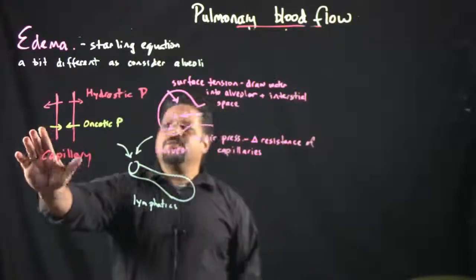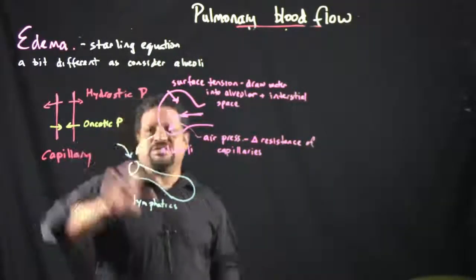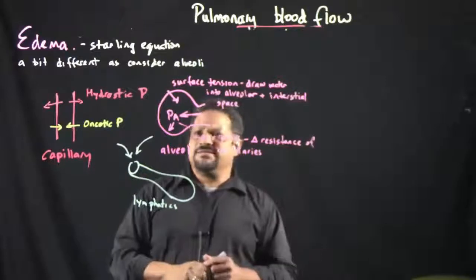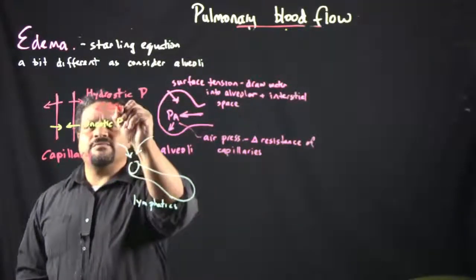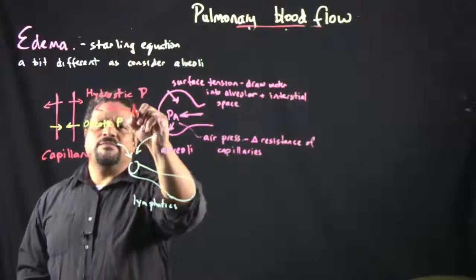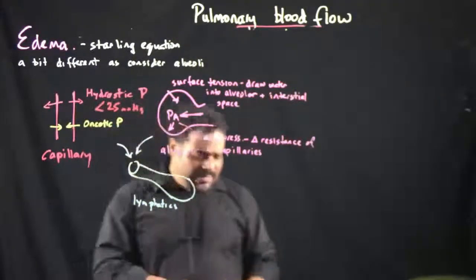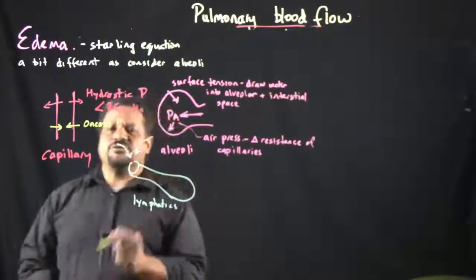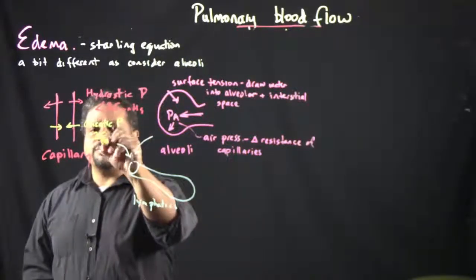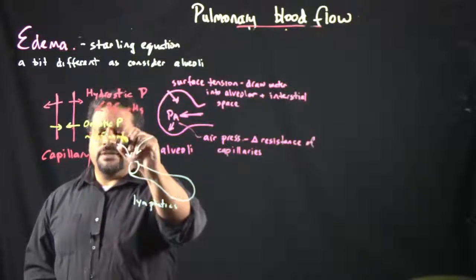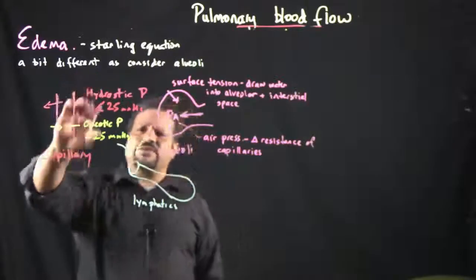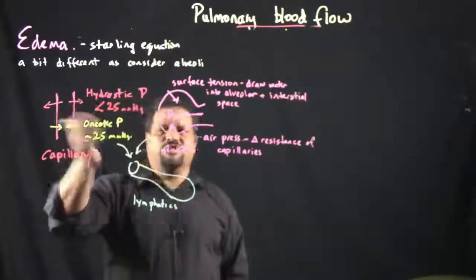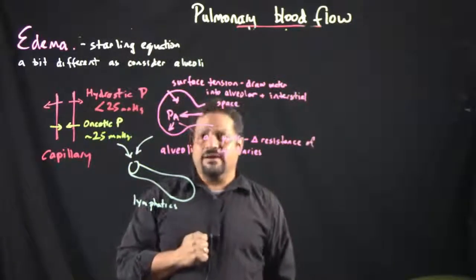So in the capillary, we have hydrostatic pressure and oncotic pressure, as is typical of what we've seen before. Typically in the lung, the hydrostatic pressure is less than 25 millimeters of mercury. That's because you want to have that pressure lower than the oncotic pressure, which is approximately 25 millimeters of mercury, so you don't get too much fluid being filtered out into the lungs.